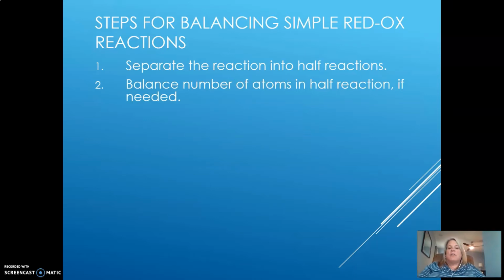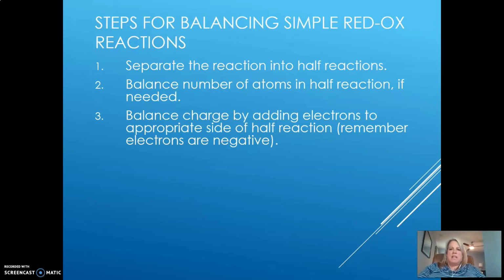Then, just like any other reaction, we're going to balance the number of atoms if necessary. That won't always be necessary. Step 3 is always going to be necessary. We're going to balance charge by adding electrons to the appropriate side of the half reaction so that each half reaction has a balanced charge on the reactant and product side. Now remember that electrons are negative, so a little hint here is you're always going to add the electrons, that's a little symbol I use for electrons, to the side of that half reaction that is the most positive.